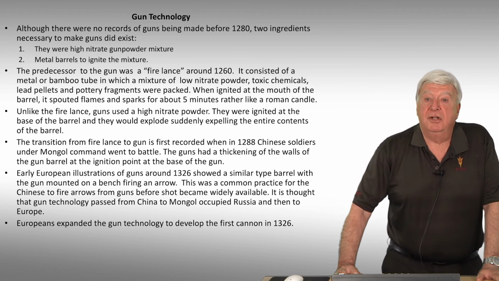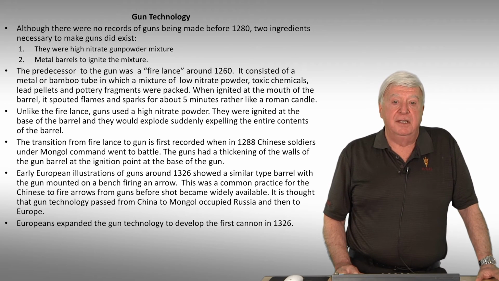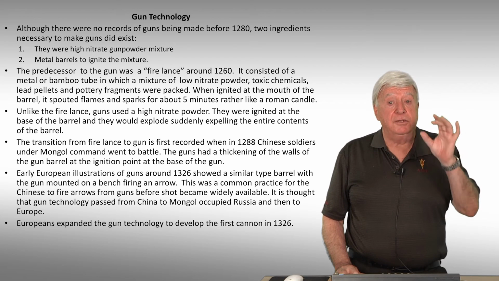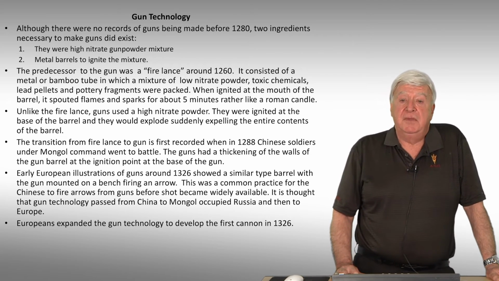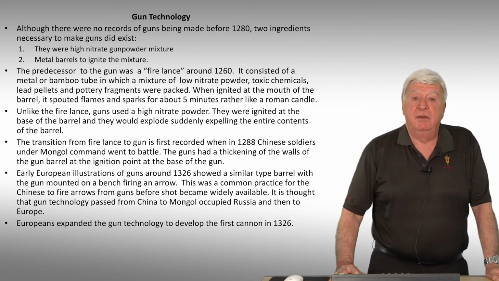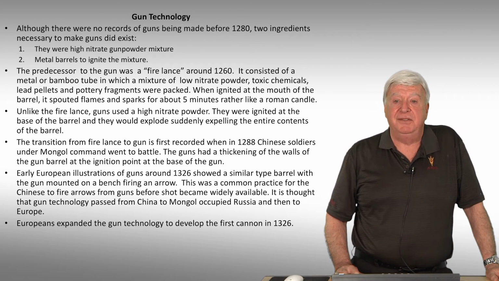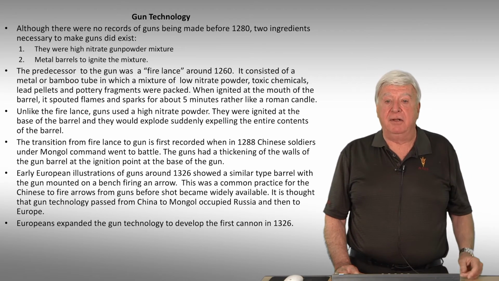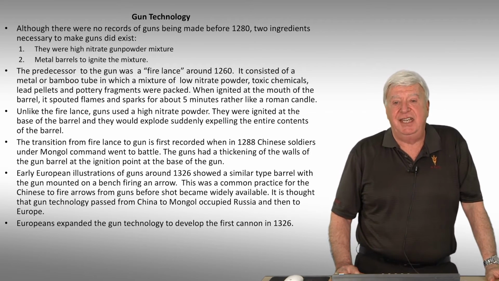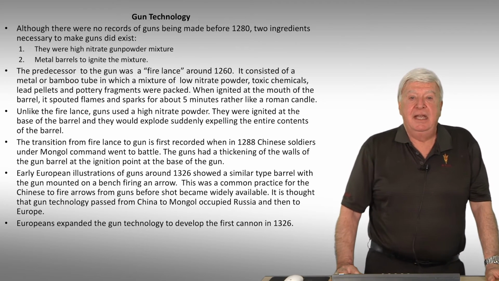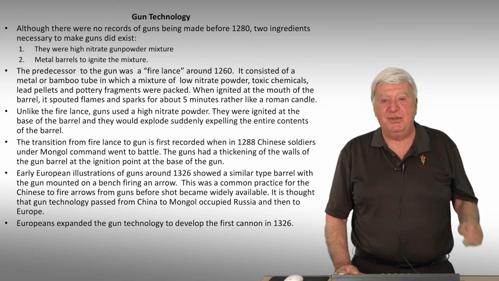Gun technology. Although there were no records of guns being made before 1280, 2 ingredients necessary to make guns did exist. They were the high nitrate gunpowder and also metal barrels to ignite the mixture. The predecessor to the gun was the fire lance around 1260. It consisted of a metal or bamboo tube in which a mixture of low nitrate powder, toxic chemicals, lead pellets, and pottery fragments were packed. When ignited at the mouth of the barrel, it spouted flames and sparks for about 5 minutes, much like a Roman candle. It seems to be intended to scare the enemy more by the pyrotechnic show and noise, and perhaps some random flying pieces of pottery that might hit someone, rather than an actual gun.